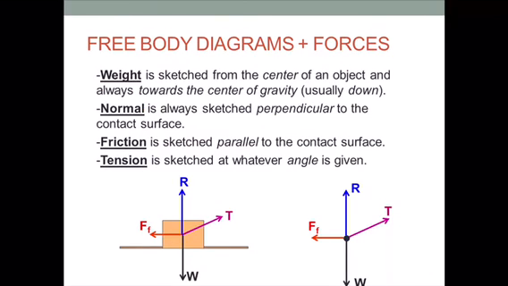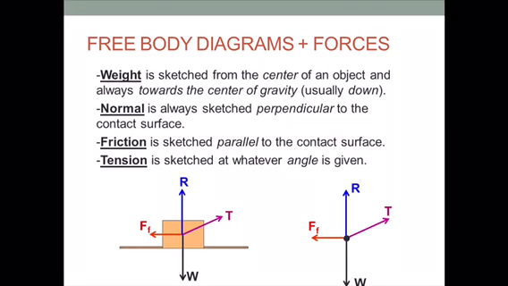In free body diagrams and just any diagrams in general, weight is sketched from the center of an object and always towards the center of gravity. Usually it's down. Normal is always perpendicular to the contact surface. Friction is parallel to the contact surface, and tension is sketched at whatever angle it is given. At the bottom we have two diagrams, a normal diagram which shows forces, and on the right we have what's called a free body diagram.